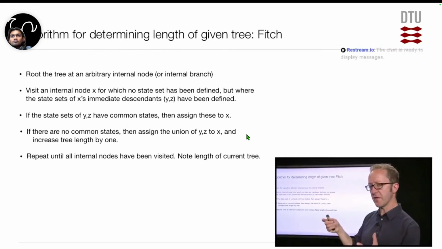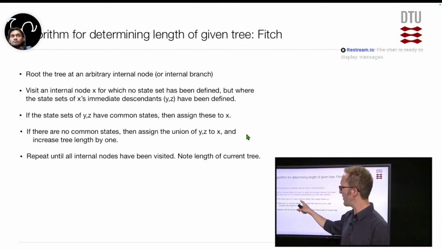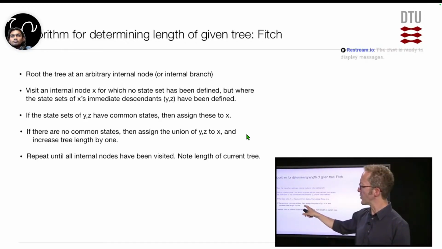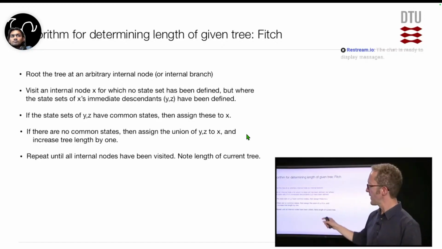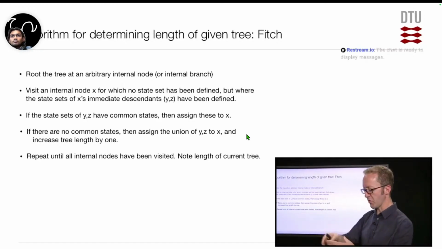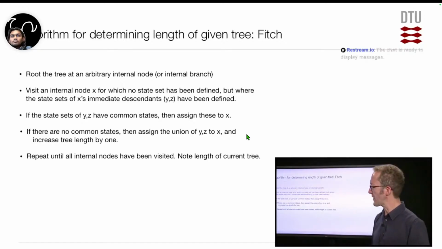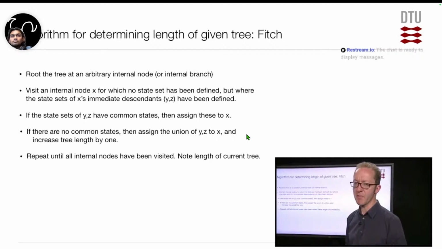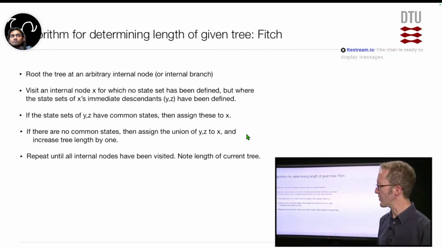If the state sets in these descendants have something in common, then we assign that to X. If they do not have anything in common, if these 2 descendants have no common states, then we assign the union, the totality of all the states that they have, to our internal node X, and we increase the tree length by 1. I'll explain this on the tree again also.